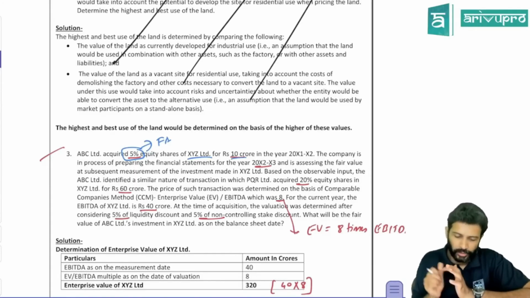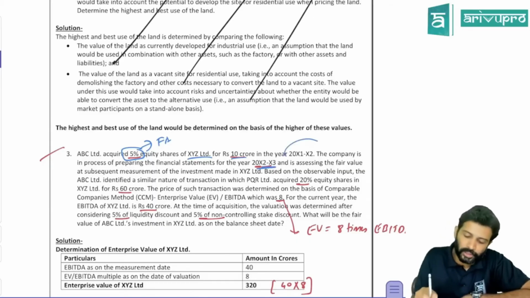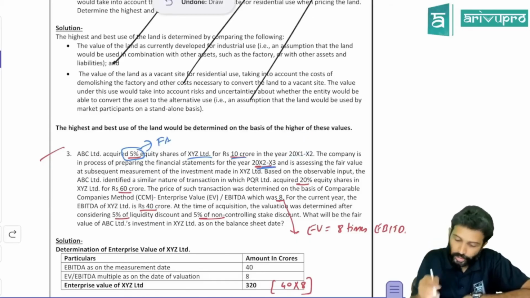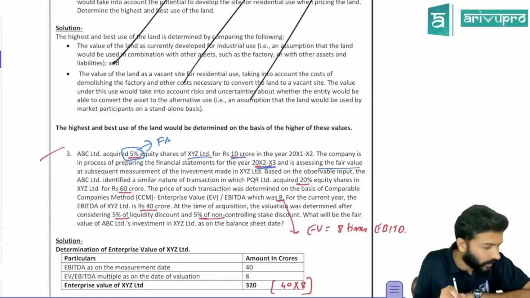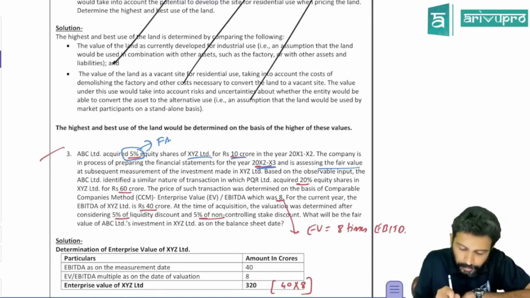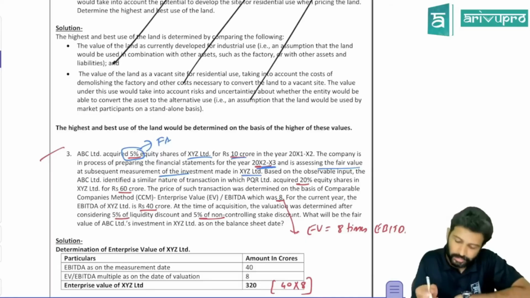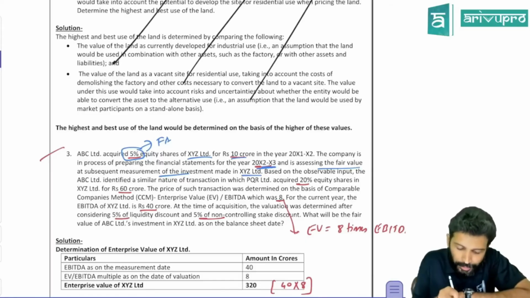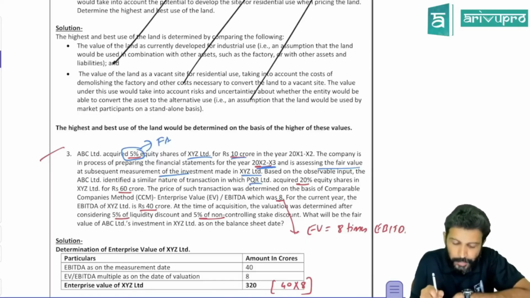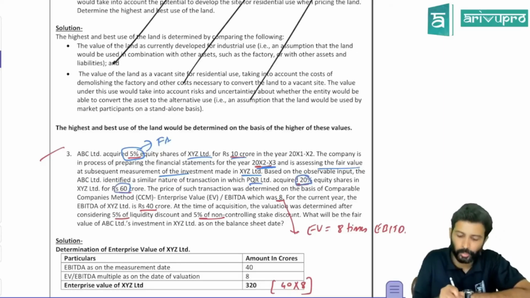The company is in the process of preparing financial statements for 20X2-X3. You bought the investment last year, and now you are in 20X2-X3. It is assessing the fair value at subsequent measurement of the investment made in XYZ. So for the second year, they want the fair value. Based on the observable input, ABC identified a similar transaction in which PQR, a third party, acquired 20% shares in XYZ for 60 crore rupees.